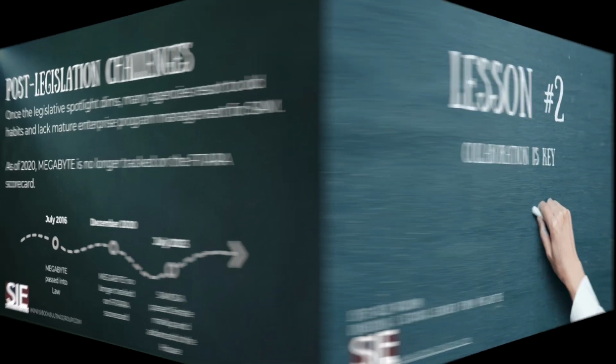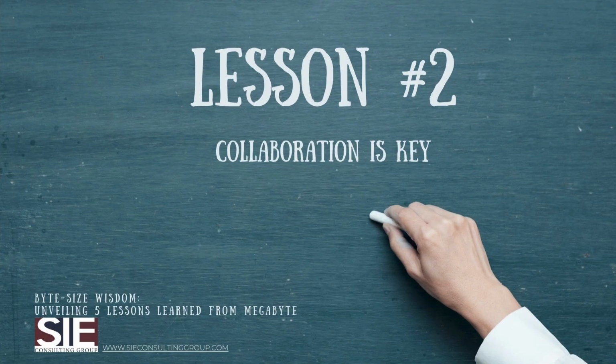Our second lesson is that collaboration is key. I'm going to talk about this one not only by our personal experience working with agencies that are developing SAM programs and trying to comply with Megabyte, but also through our federal forum, where you'll hear firsthand accounts about the need to collaborate and to include stakeholders from multiple parts of an organization in order to effectively manage SAM.